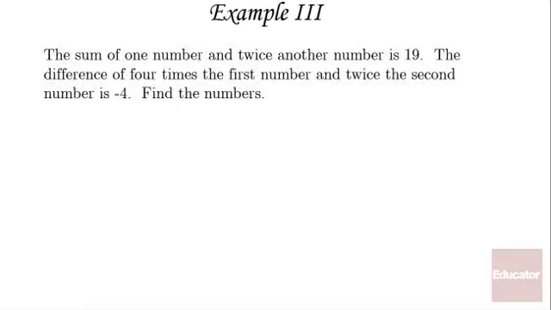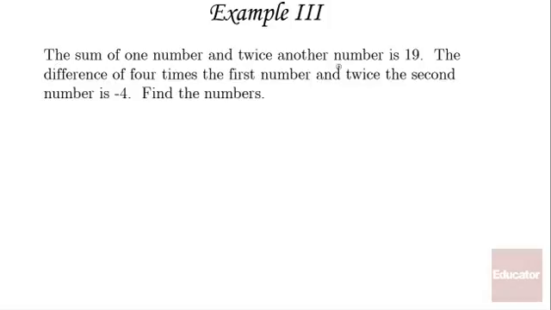Okay, in this example, you'll see that we have sentences. They don't give you the equation. What that means is that we need to first write the equations. The sum of one number and twice another number is 19. The difference of 4 times the first number and twice the second number is -4. Find the numbers. So I have two equations described by these first two sentences.